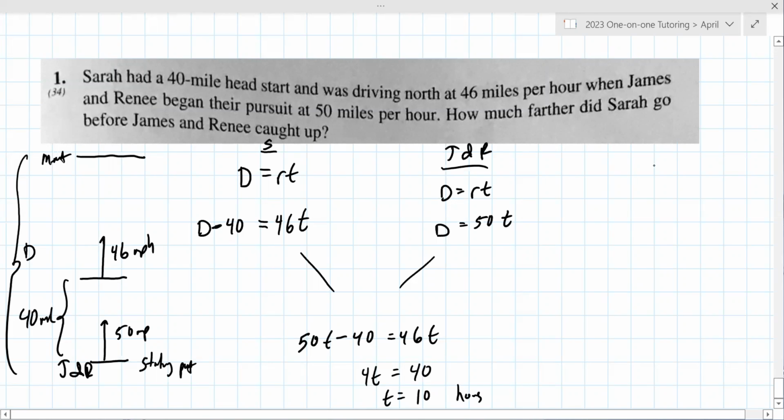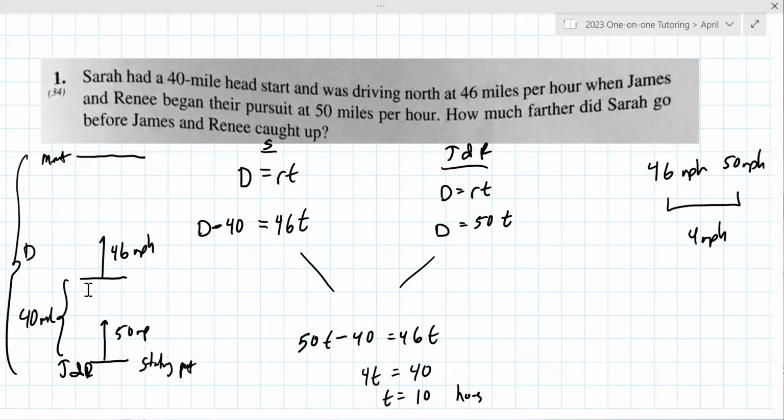Now, could we have figured that out from just looking at 46 mph and 50 mph, that it's a 4 mile per hour difference? They're going 4 miles per hour different, and that means that if they're 40 miles apart to start, it's 10 hours to get caught up. Sometimes you can get that from the information there.